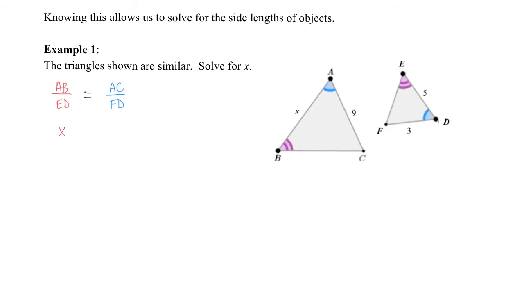So now it's just a simple matter of plugging in. And then I don't know if you remember how to solve proportions, but it's our old friend cross multiply. Okay, so I'm going to multiply x times 3, and I'm going to multiply 5 times 9, and I'm going to set those equal to each other. So this is going to become 3 times x is 3x, 9 times 5 is 45. Divide both sides by 3, and I'm able to solve for x, which is 15.